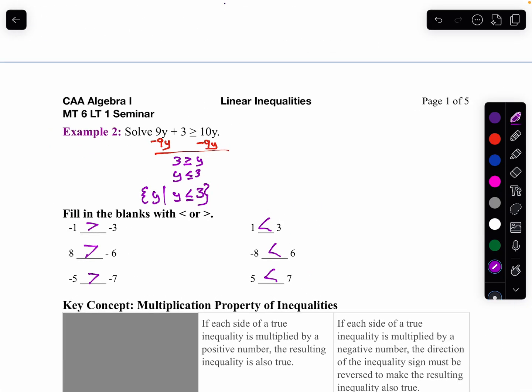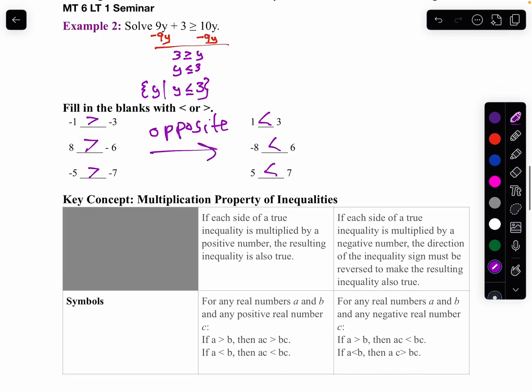Now, notice the pattern here. The second column is opposite of the first column, isn't it? I've got the same numbers, but they're just opposite of what they were. And since they're opposite of what they were, notice my inequality flipped too. Well, how do I tell when I flip it?